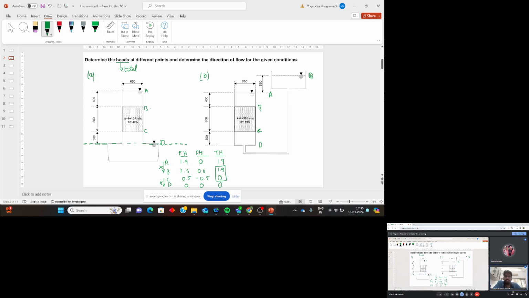Downward. Why? Because this has higher total head than this one. So the direction of flow will be downwards, right? Yes, sir. So can you do the same for B condition?